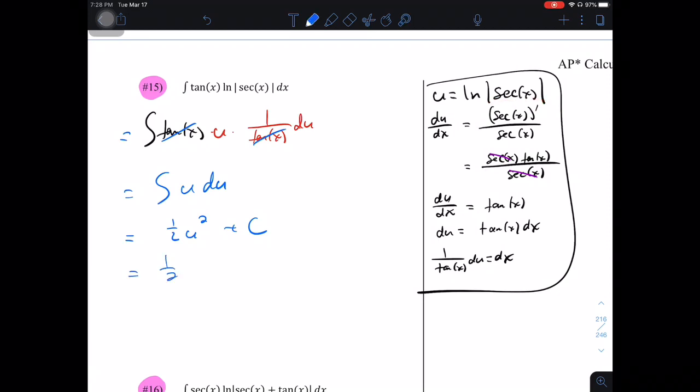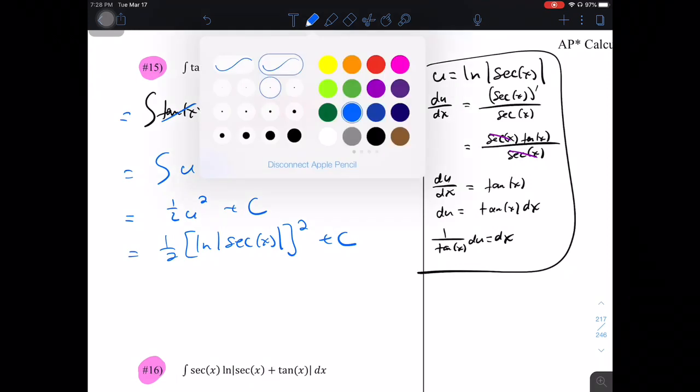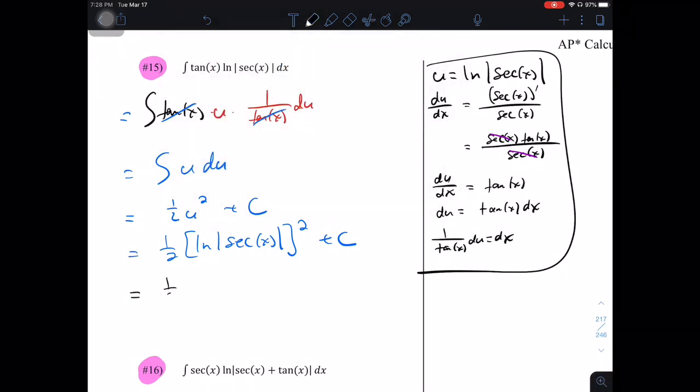So this is going to be 1/2, and then it's natural log of the absolute value of secant of x, and that whole thing is being squared, plus your arbitrary constant. You can leave the answer like that, or if you wanted to make it a little simpler, you could write it like this, which means the same thing. So there's 15. Hopefully that's helpful.